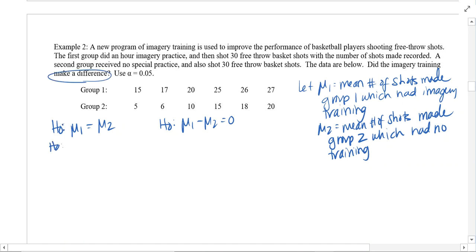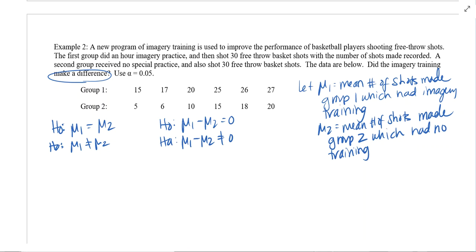And the alternative hypothesis we're looking for, does it make a difference? I mean, really, you would think that they would want to improve the number of shots made, but a difference itself would just be not equal to. So you can write this however you want, either one. Okay, and then we are going to write out our conditions.